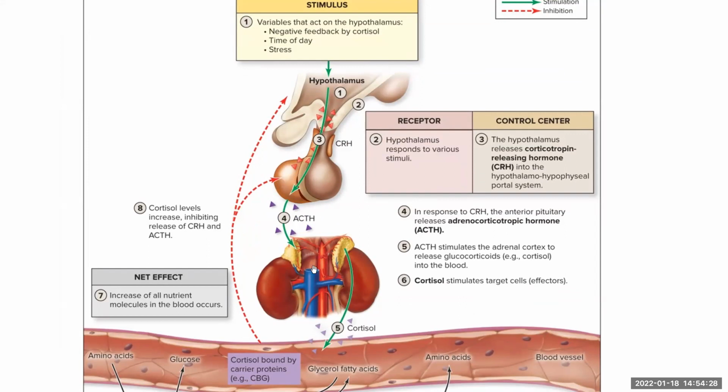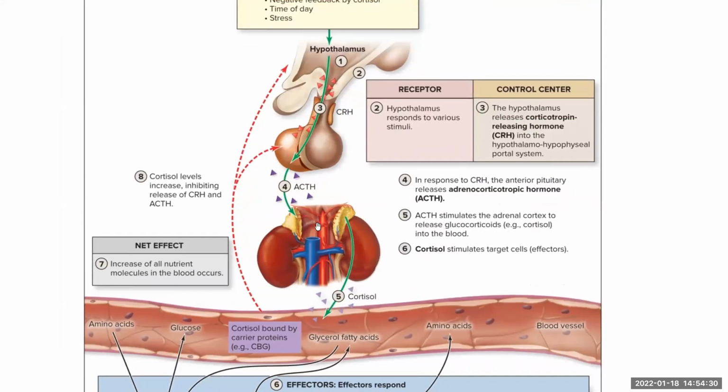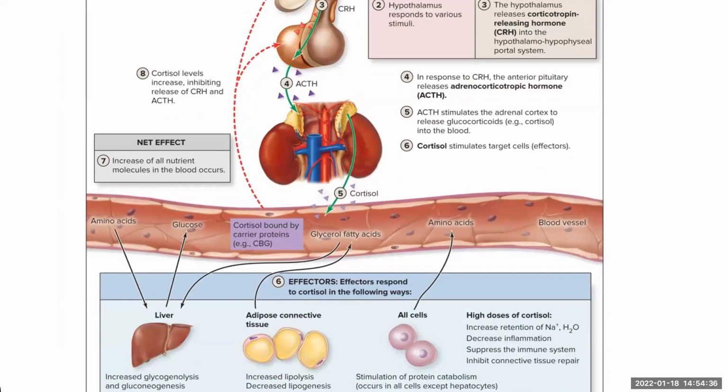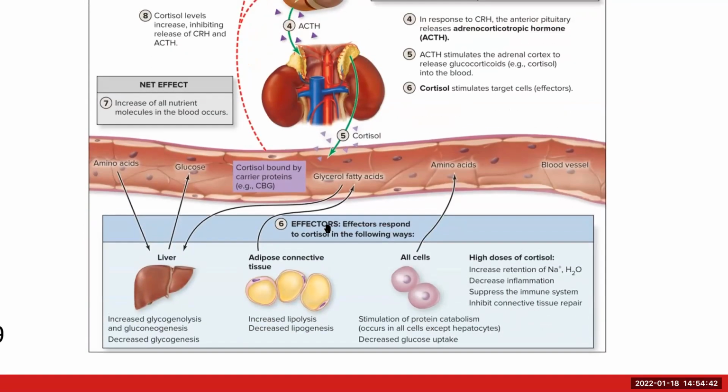And then, of course, this will travel to our adrenal glands, which are going to stimulate the release of cortisol, or corticosteroid, into the general circulatory system. Again, we're going to see its effects on our effector target cells here.